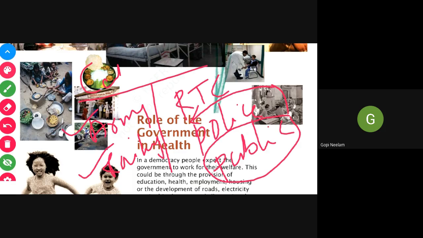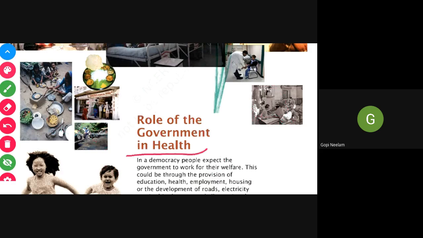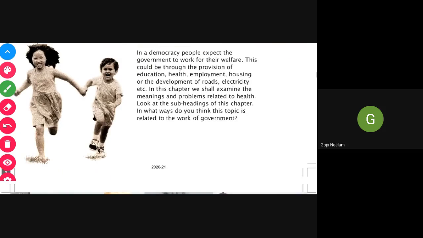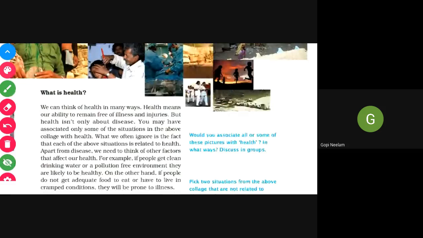So we understand. What is meant by health? We have already discussed it, just going through it quickly. The definition of health has been clearly mentioned in this chapter. Health means our ability to remain free of illness and injuries. Without getting ill or getting injured is called health.